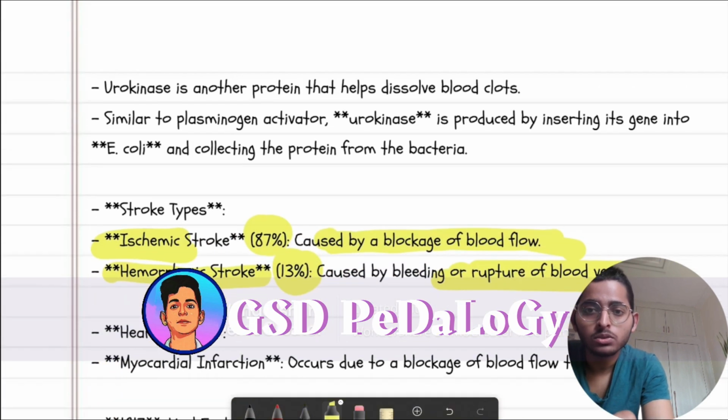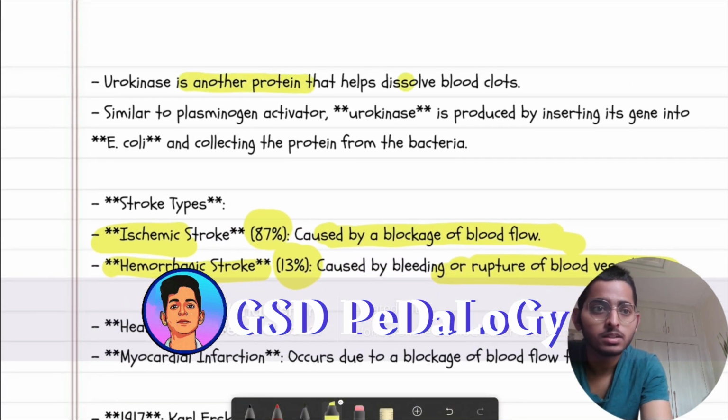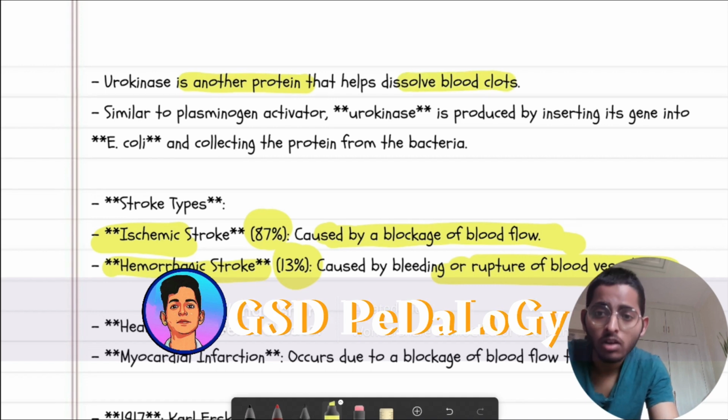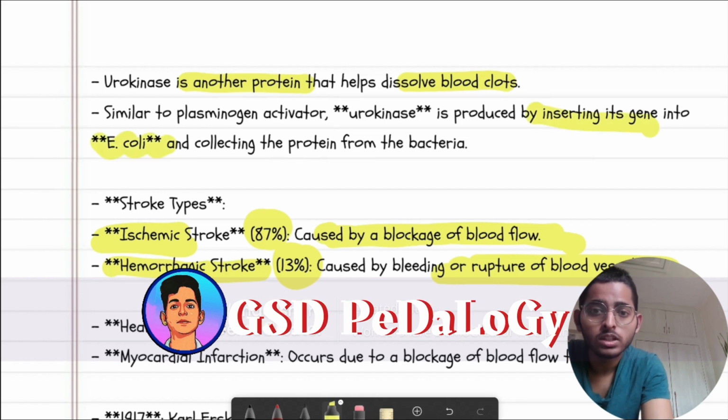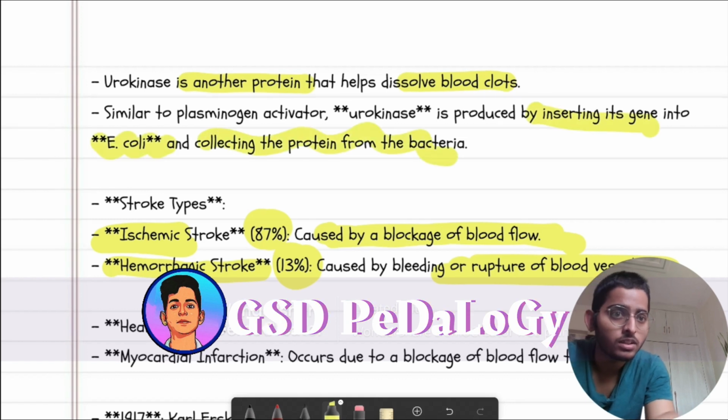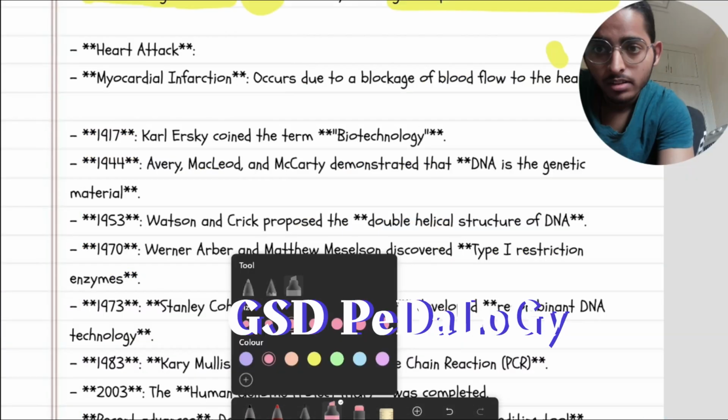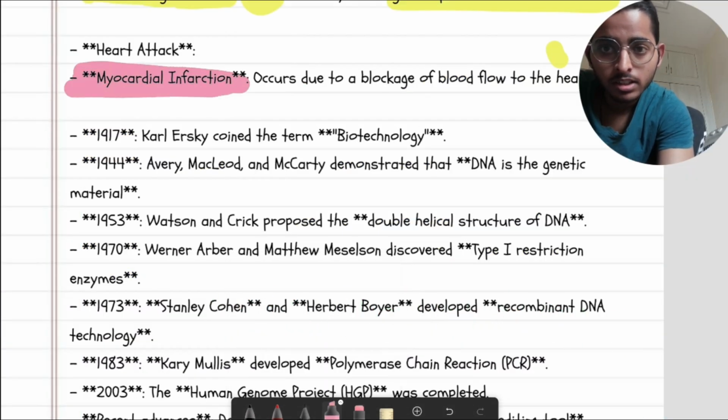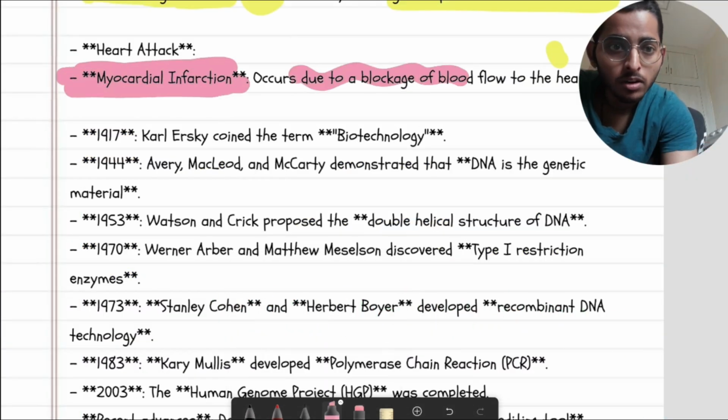What is urokinase? Urokinase is another protein that helps in dissolving the blood clots, and that's the work of it. From the host, we collect the protein after our downstream process. Myocardial infarction, another name for heart attack, occurs due to the blockage of blood flow.